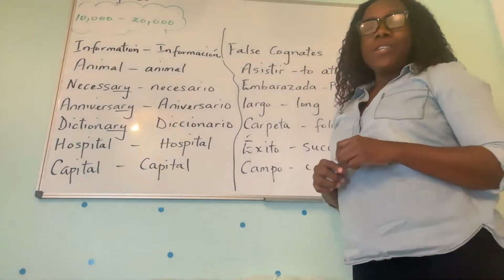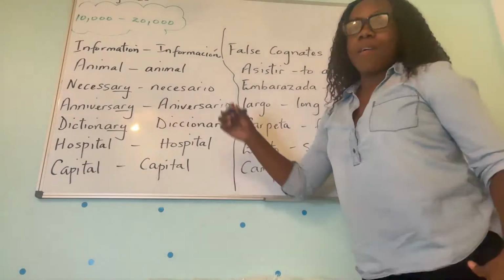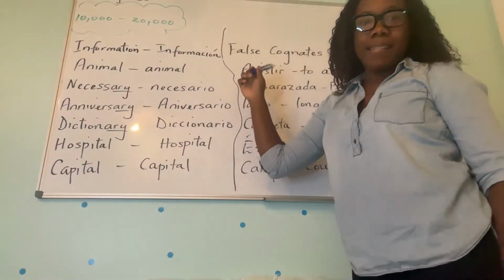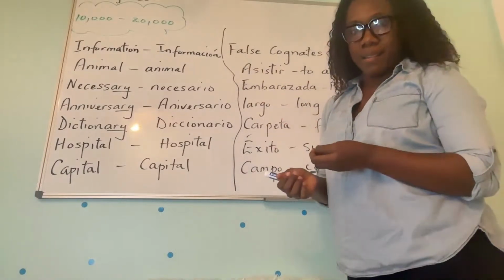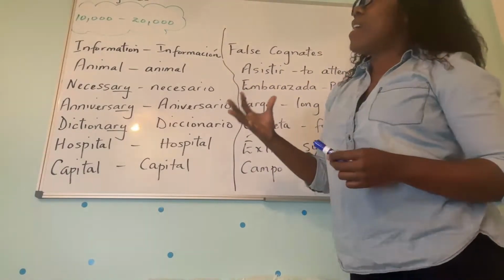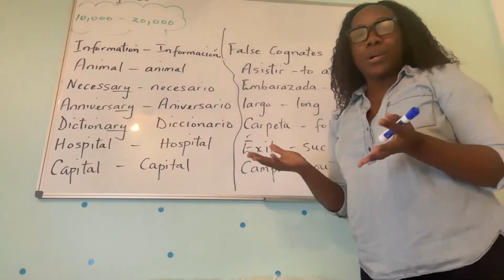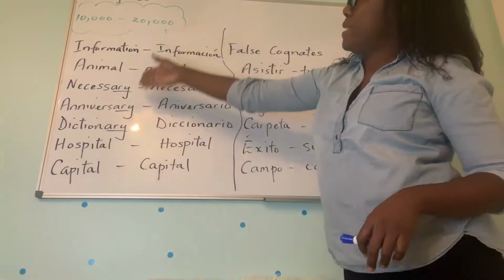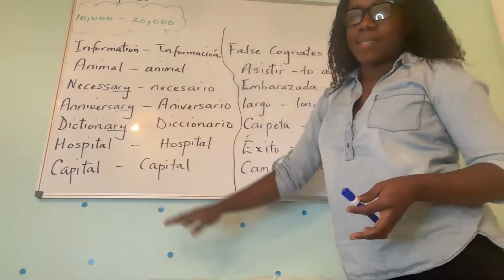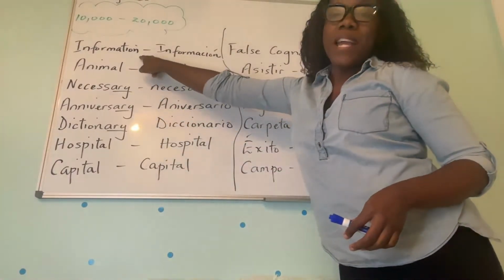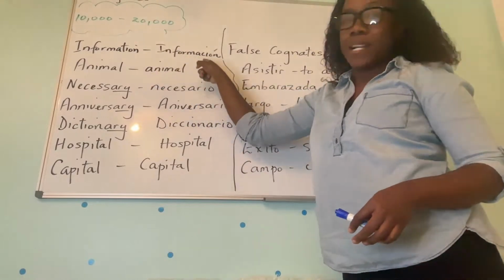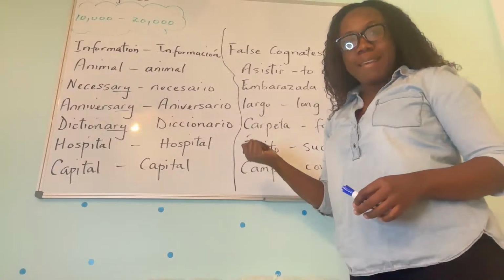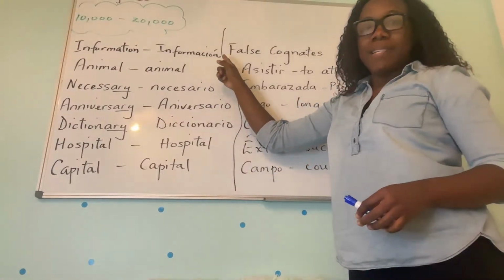So, according to Google, there are about 10,000 to 20,000 cognates between Spanish and English. And cognates are words that look similar in both languages. So, on this side, we have actual cognates. For example, information in English is información in Spanish. So those words in English that end with ION tend to look the same in Spanish, right?